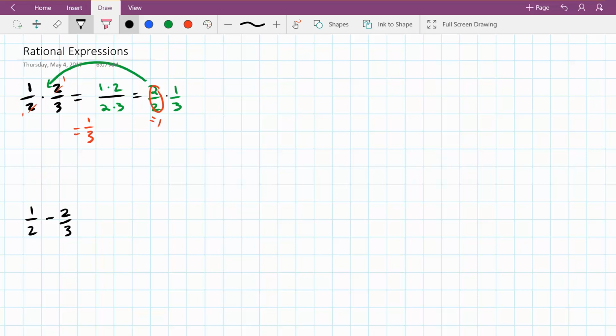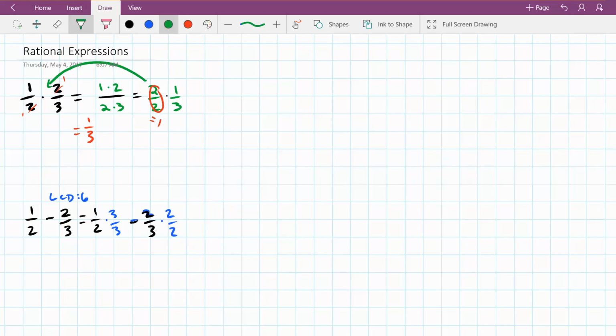Alright, now let's look at this subtraction problem, though. Addition would be the same, we just add the numerators rather than subtracting. Now, we need an LCD, right? The LCD of 2 and 3 is 6. Therefore, for 1/2, I need to multiply by 3 over 3. And the 2/3, we need to multiply by 2 over 2.